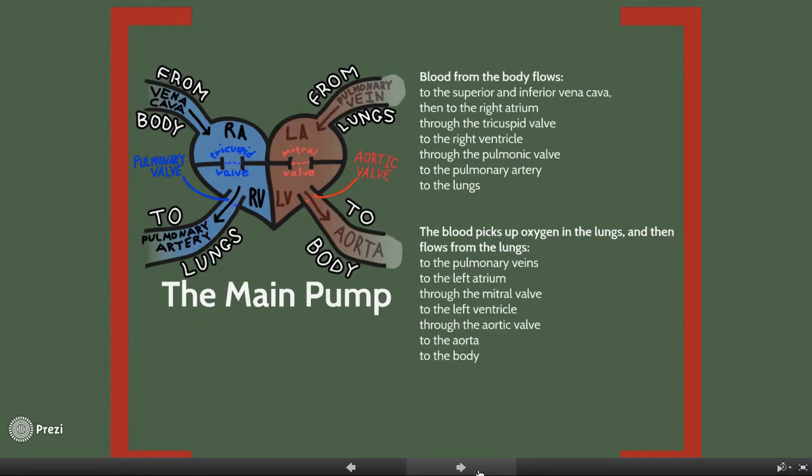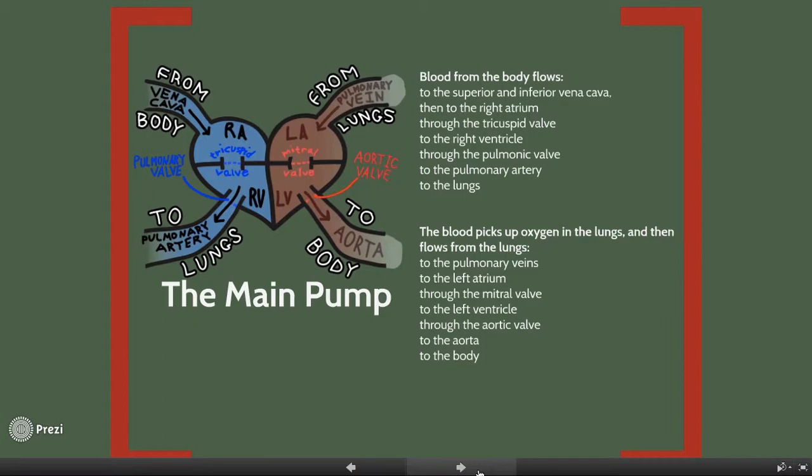All blood enters the right side of the heart through 2 veins, the superior vena cava and the inferior vena cava. The superior vena cava collects blood from the upper half of the body, and the inferior vena cava collects blood from the lower half of the body. Bringing that in, the blood leaves the superior vena cava and the inferior vena cava and enters the right atrium.